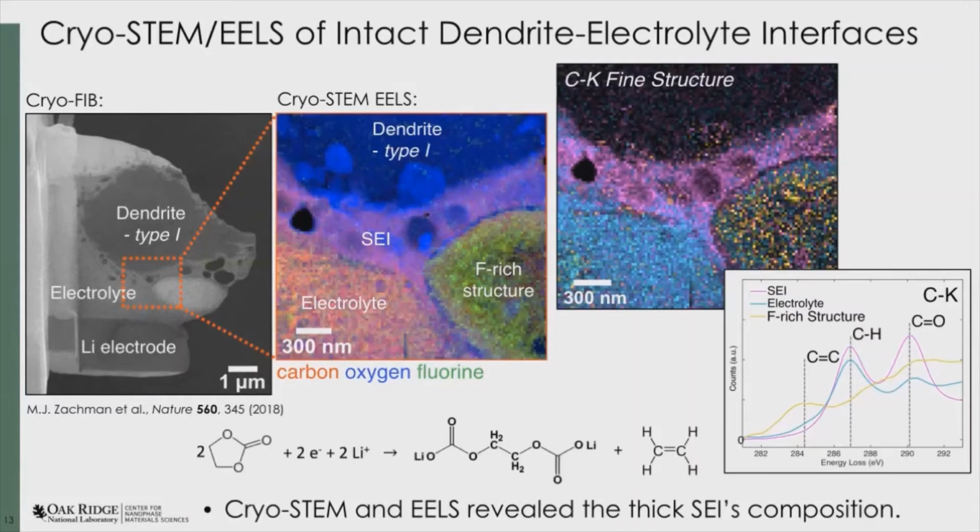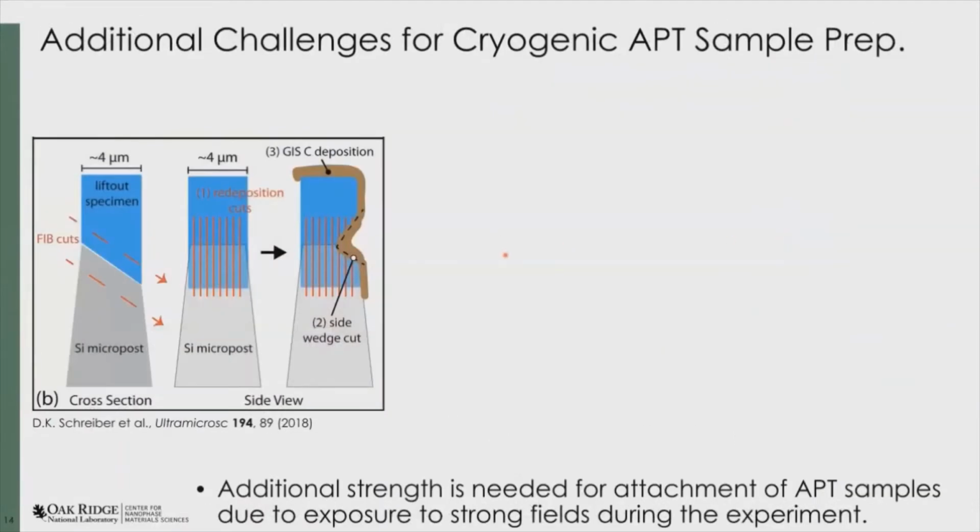And so what we think is going on is that the electrolyte is breaking down on the surface to form this lithium ethylene dicarbonate, which does have a higher oxygen content and carbon-oxygen double bond percentage, and it produces ethylene as a byproduct, which can then react with the fluorine to cause these big structures. Okay, so through the cryo-FIB preparation and cryo-STEM, we can get really high resolution in 2D, but now I want to talk about preparation for atom probe, where we can get 3D information.